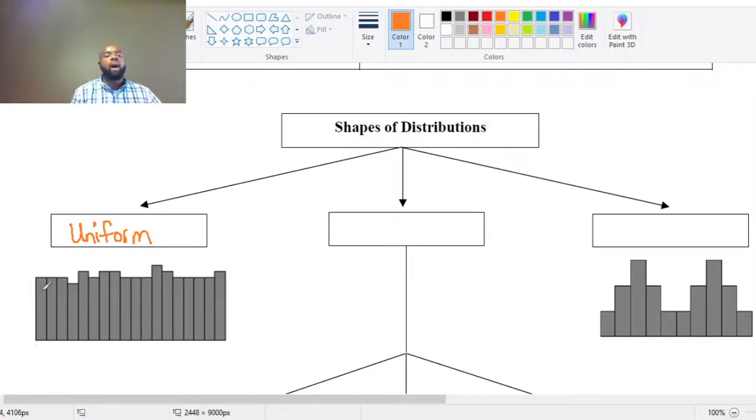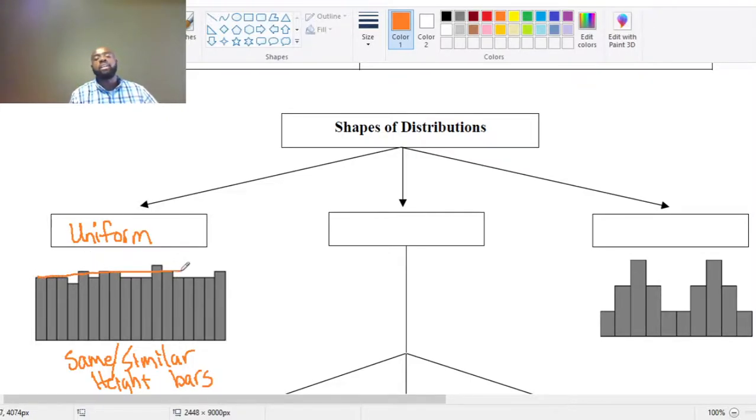In a uniform distribution, all the bars are the height of the frequencies or the relative frequencies. It's pretty much the same height across the distribution. Now, it's not going to be exactly the same. Some are going to be lower, some are going to be higher, but generally, the distribution is something like that. That's called a uniform distribution, right?